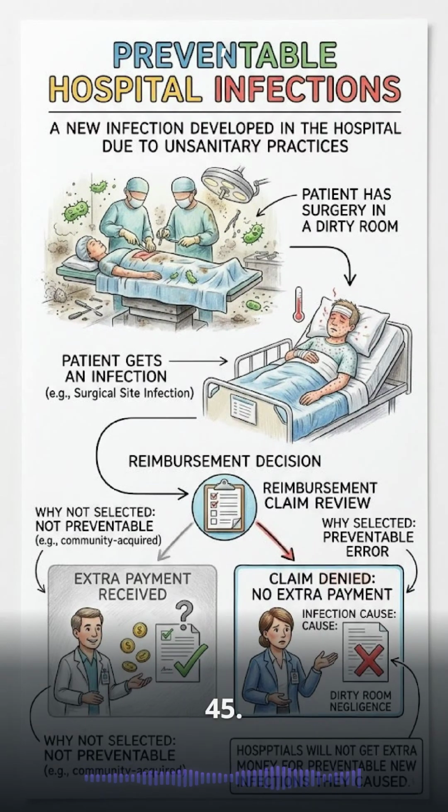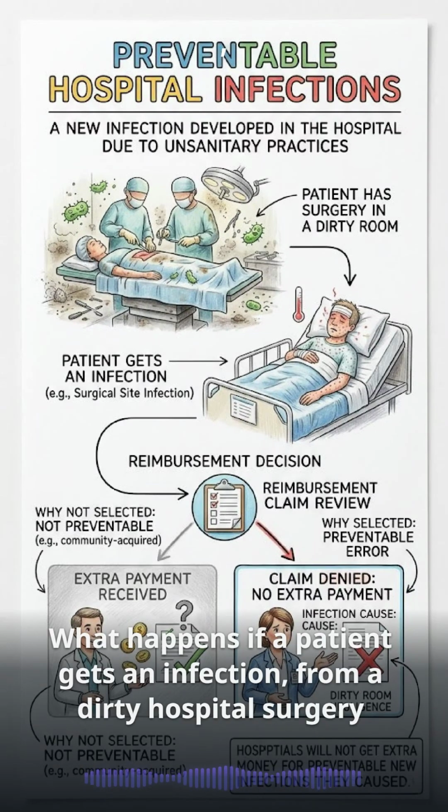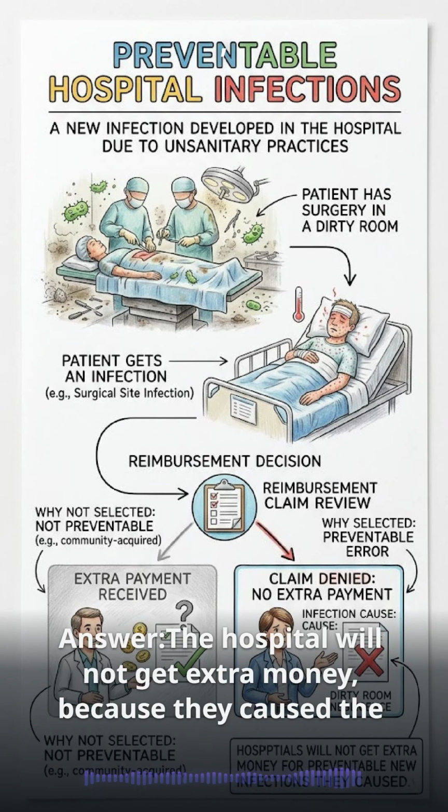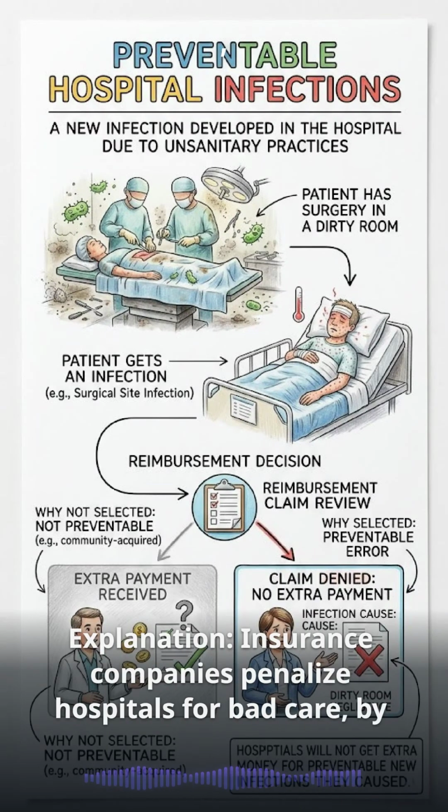45. What happens if a patient gets an infection from a dirty hospital surgery room? The hospital will not get extra money because they caused the preventable new infection. Insurance companies penalize hospitals for bad care by refusing to pay for these mistakes.